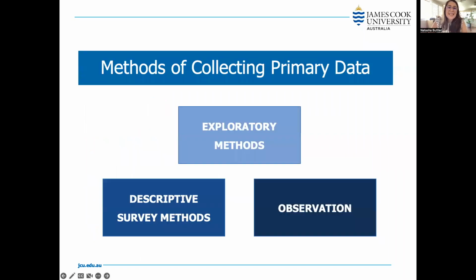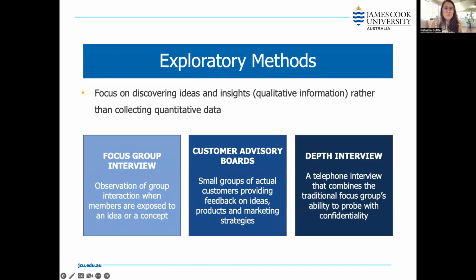And then when it comes to collecting our primary data, we look at either exploratory methods, descriptive survey methods, or observational methods. So let's have a look at those three now. When looking at exploratory methods, this is where we want to focus on discovering ideas and insights, so that qualitative information rather than collecting quantitative data.